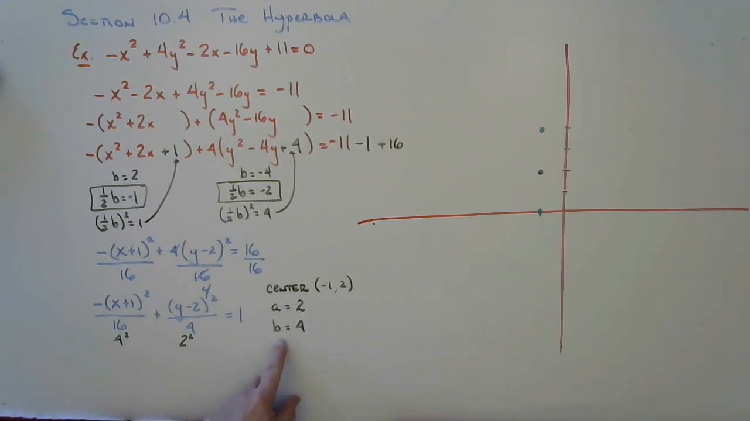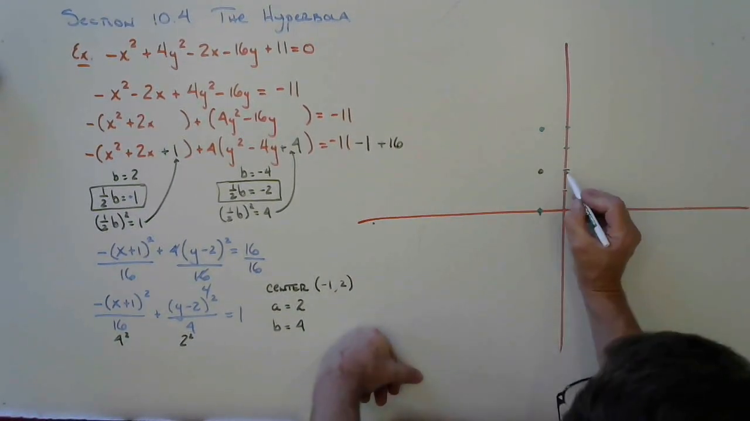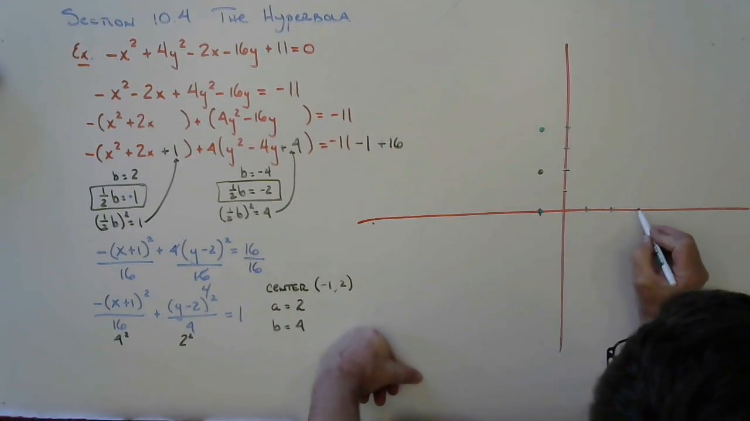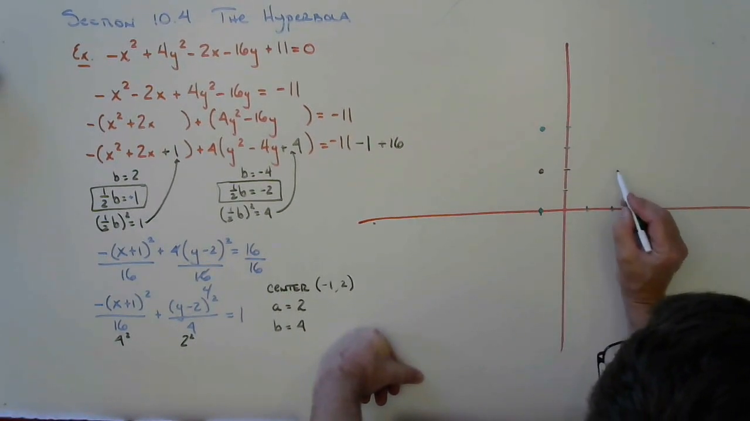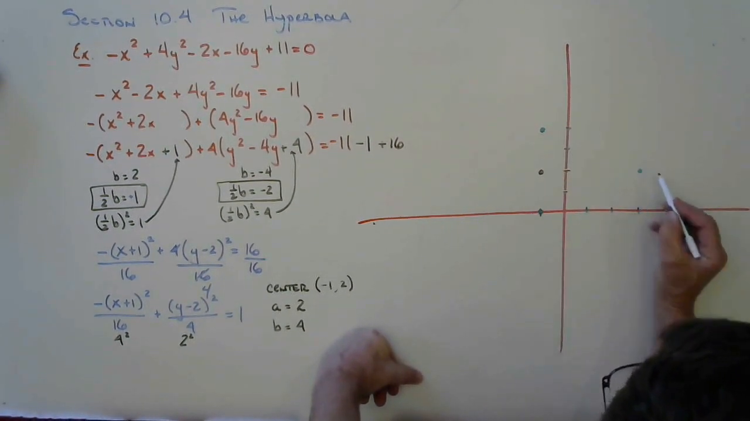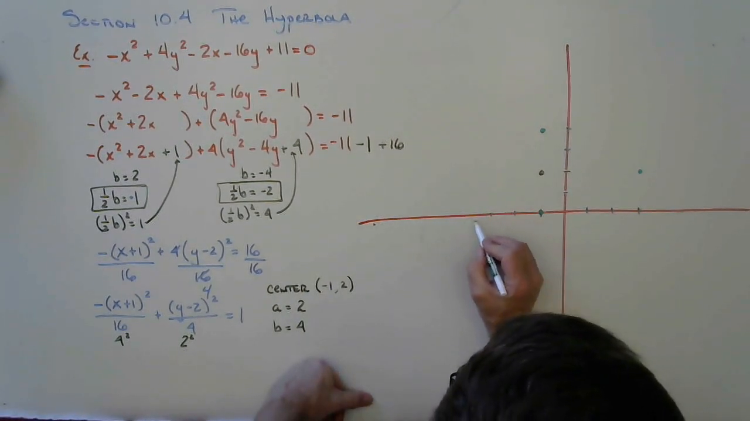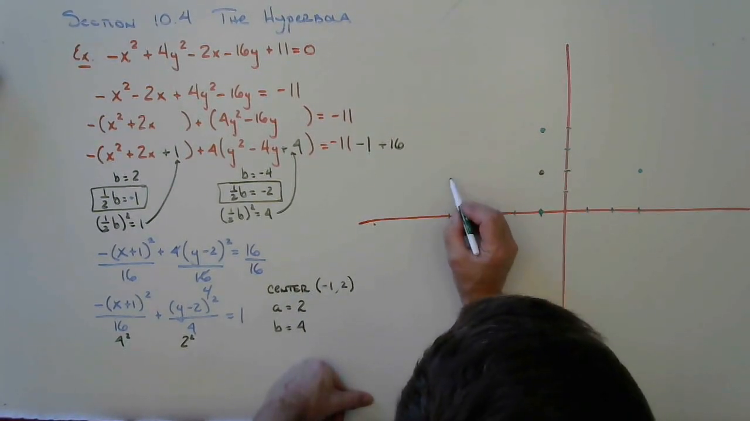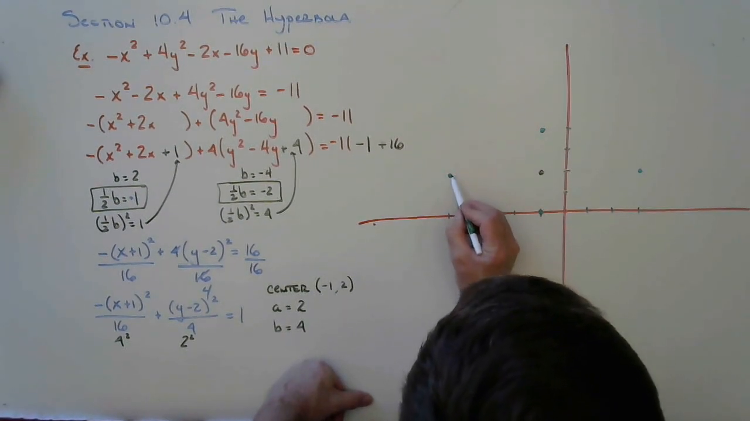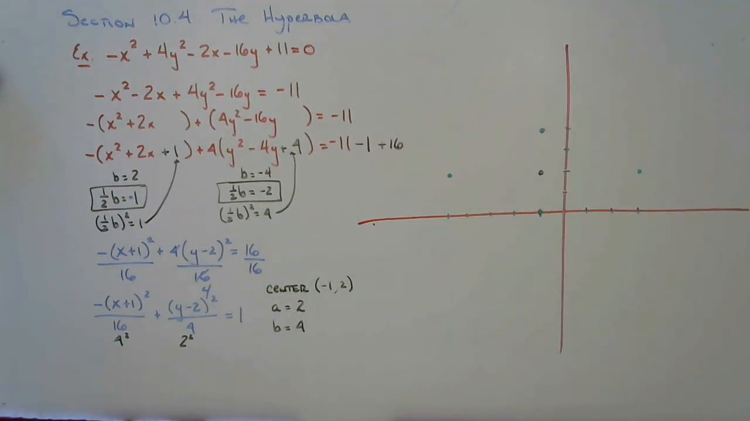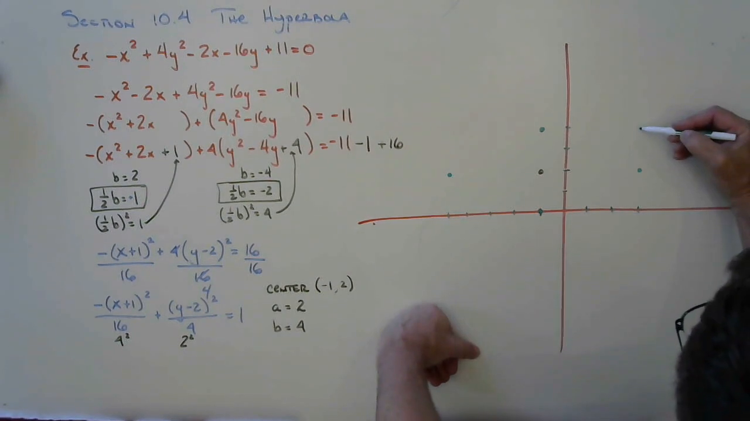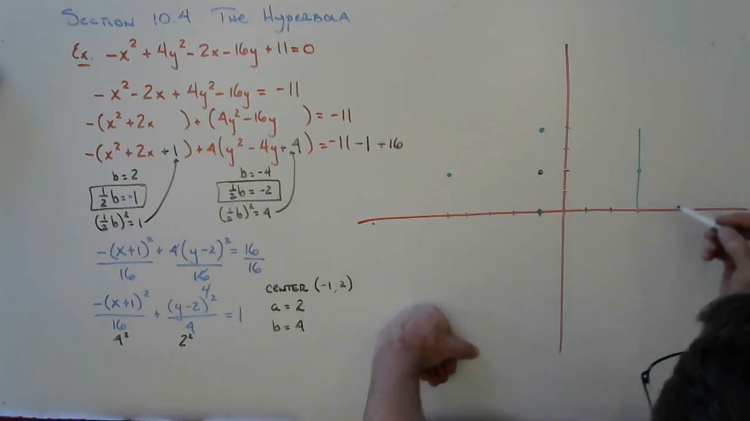4 is under the x. 4 is my b. It's under the x. So I'm going to go 4. 1, 2, 3, 4 in the x direction. And then 1, 2, 3, 4 in the x direction. And that's going to give me my box. So now I can draw my box. My box is going to look like this.